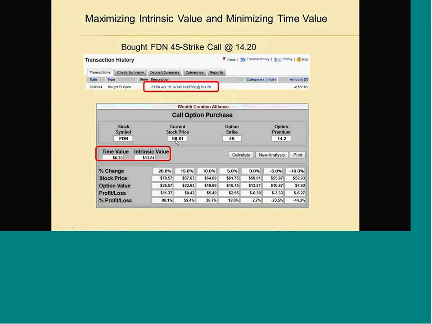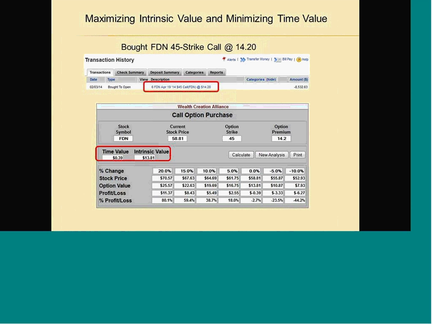So again, with the call option purchase calculator, this will calculate the profit potential, assuming various price changes for FDN at option expiration, in this example, from a 20% increase to a 10% decline. And this call option purchase calculator also will calculate the time value and the intrinsic value. So in this purchase that I made, we saw that the stock was trading at 58.81 and I purchased the 45 strike call at 14.20. So the time value portion of this option was 39 cents, and the intrinsic value was 13.81. So you can see that this in-the-money option allowed me to minimize the time value, which is only 39 cents in this example, and I maximize the intrinsic value, which is 13.81 in this example.